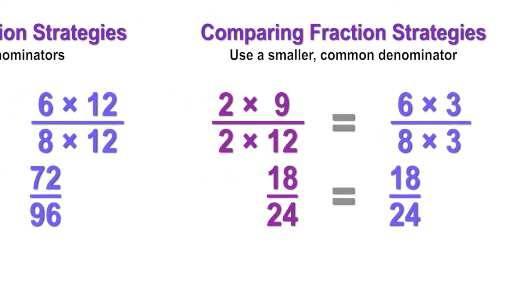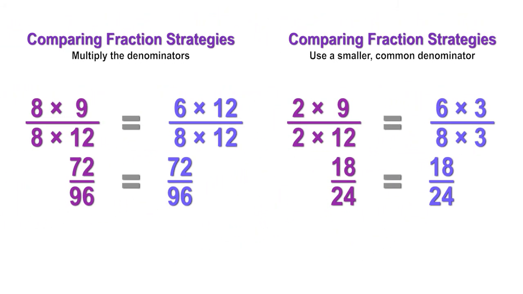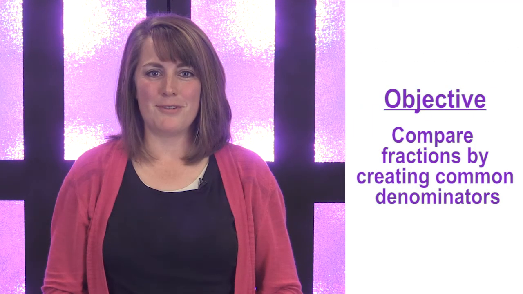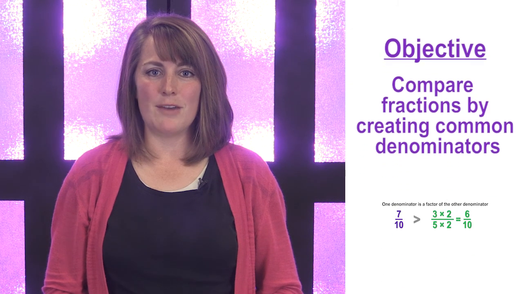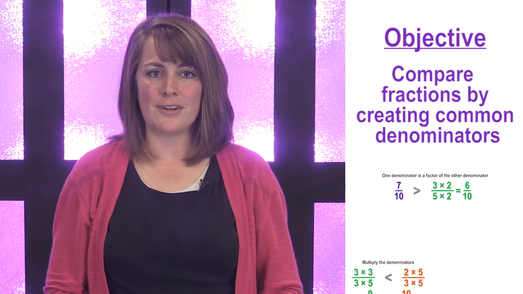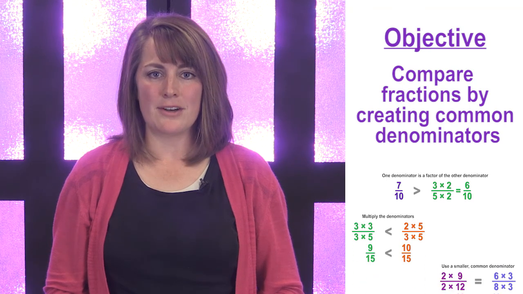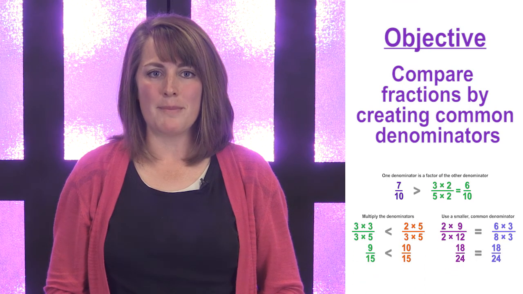Compare these calculations to when we previously just multiplied the denominators together. Notice that the result is the same, but using 24 as the denominator has the benefit of working with smaller numbers. However, remember that both strategies will result in a correct answer. The objective for this lesson was to compare fractions by creating common denominators. We met this objective by finding if one denominator was a factor of the other, multiplying the denominators, and using a smaller common denominator.